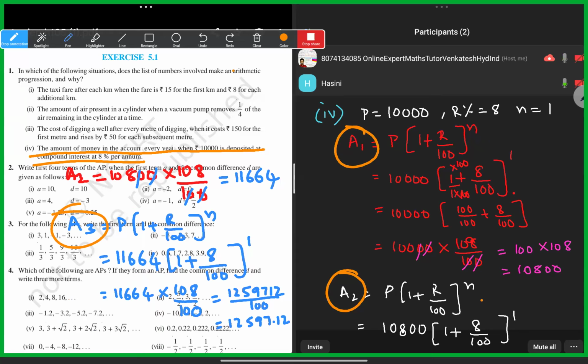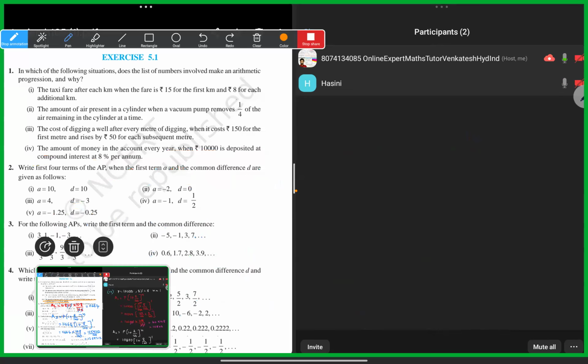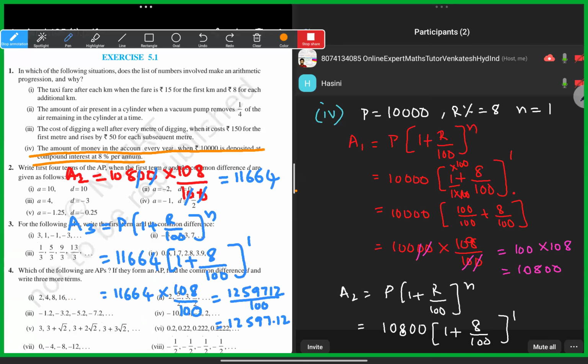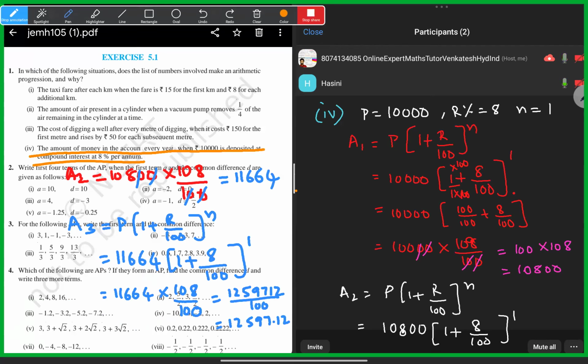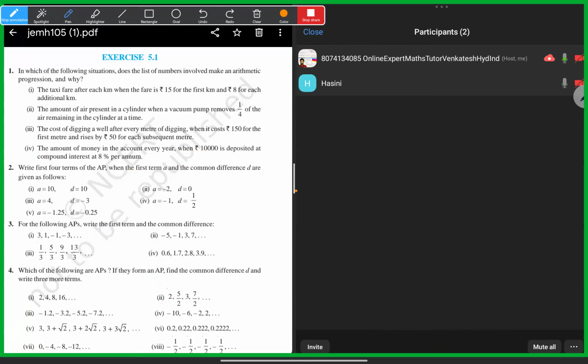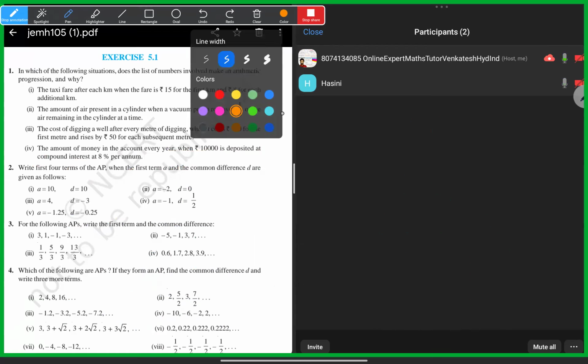So shall I delete this? Okay, so I'm verifying A2 minus A1 and A3 minus A2 now. Once I'm deleting this, you will tell A1, A2, A3 values, or else I'll write it on the top. You have written it. So I'm deleting this. Fourth one. A1 is how much? Amount A1?